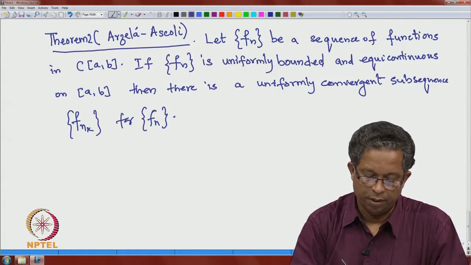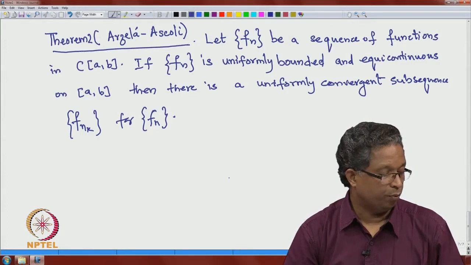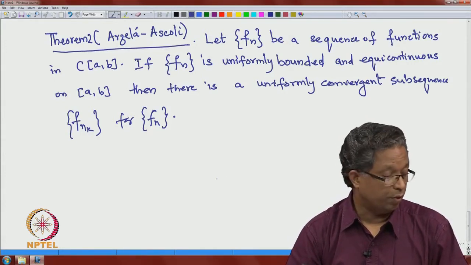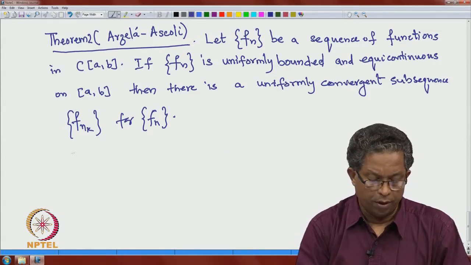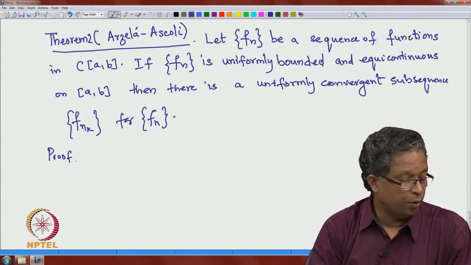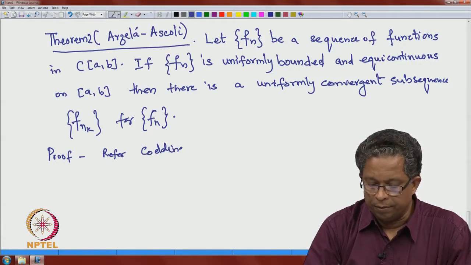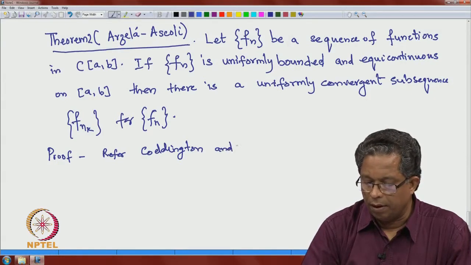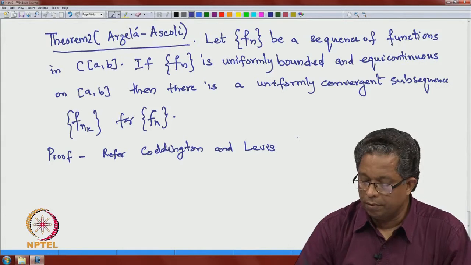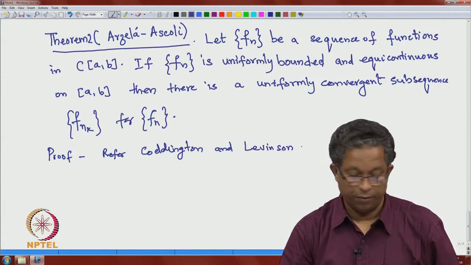So this result is known as Arzela-Ascoli theorem, which we will be using for proving the existence theorem for the initial value problem. For the proof, one may refer to any standard book on analysis, or it is also given in Coddington and Levinson. Refer to Coddington and Levinson's book on theory of differential equations.